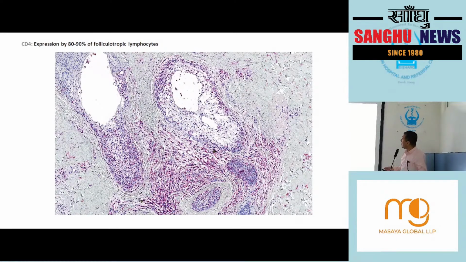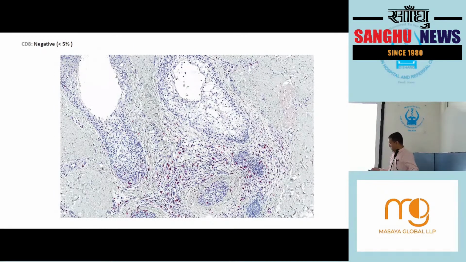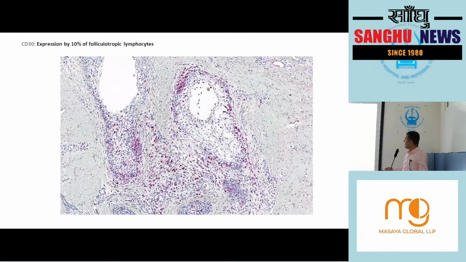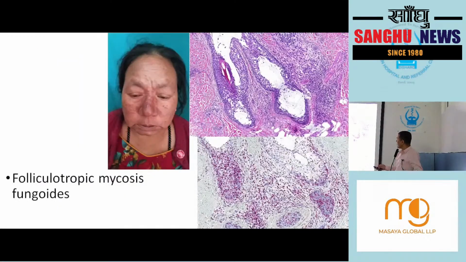This is CD4. You see, most of them are CD4 positive. This is CD8, which is negative. CD8 is negative. A small number of cells are CD30 positive. So now with this, the diagnosis is made: CD3 positive, CD4 positive, CD8 negative, diagnosis done. You see, this is folliculotropic MF.